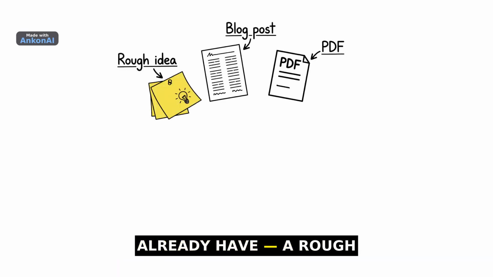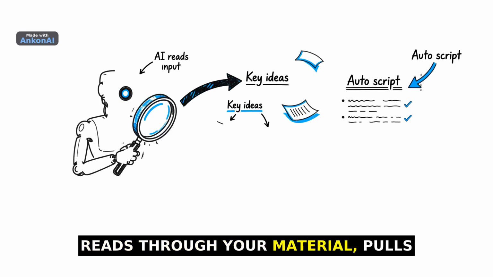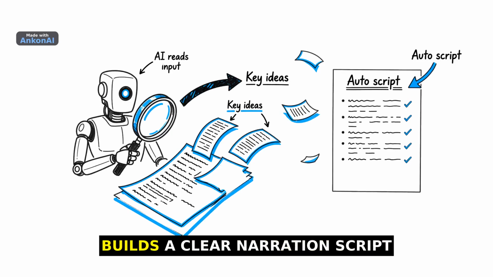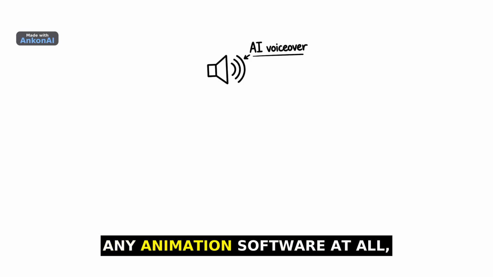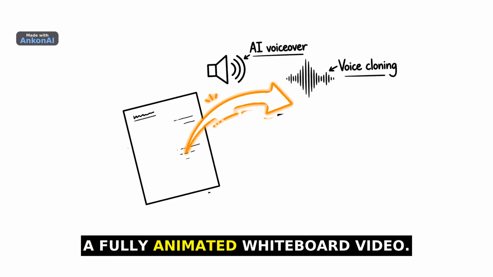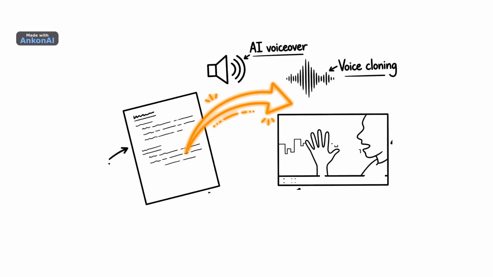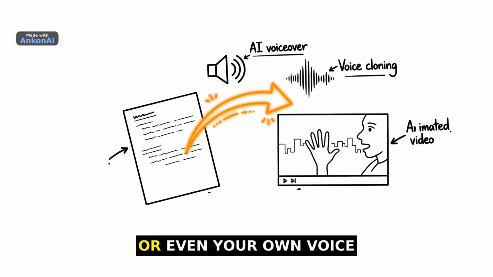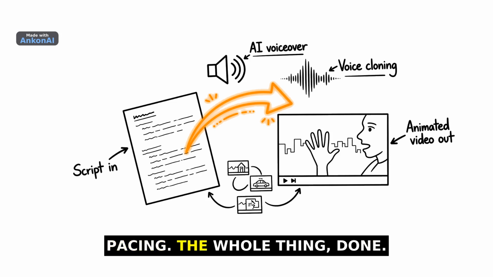Here's how it works. You start with whatever you already have: a rough idea, a blog post, a PDF, or reference images. Ankon reads through your material, pulls out the key ideas, and builds a clear narration script automatically. Then, without you touching any animation software at all, it turns that script into a fully animated whiteboard video. Real illustrations, smooth scene transitions, a realistic AI voiceover, or even your own voice through advanced voice cloning. Natural pacing, the whole thing done.